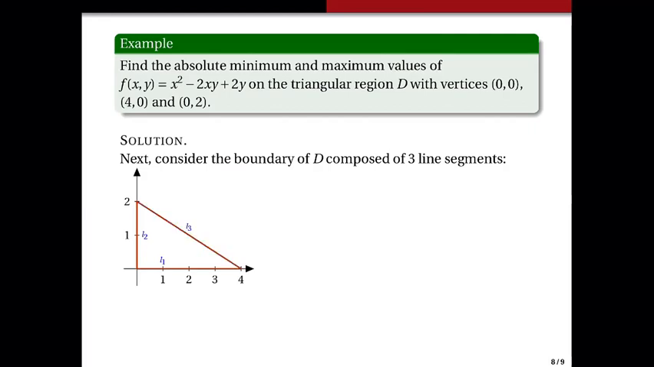And then the third line is this. So you can write the equation. Maybe you can use the two-point form. You have the point (0,2) and then (4,0). So what line is this? You have y equals negative 2 over 4 times x minus 4. So this is negative 1/2 x plus 2.